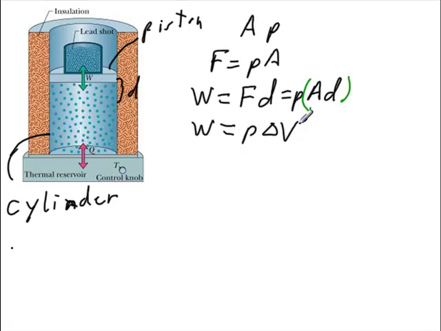And when we're dealing with work in a system of gas, we like to say it's positive if the volume increases and the system of gas does work on the outside. So if this volume increases, it's lifting the lead shot up. So the gas is doing work on its environment. If the volume decreases, the environment is doing work on the gas, and we call that negative.